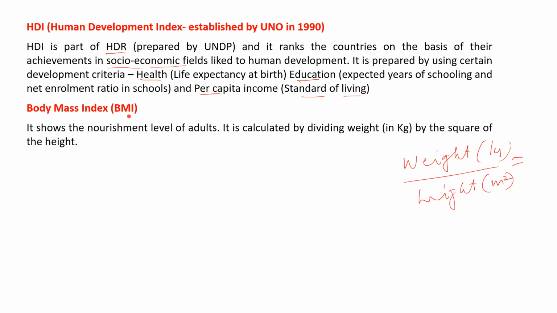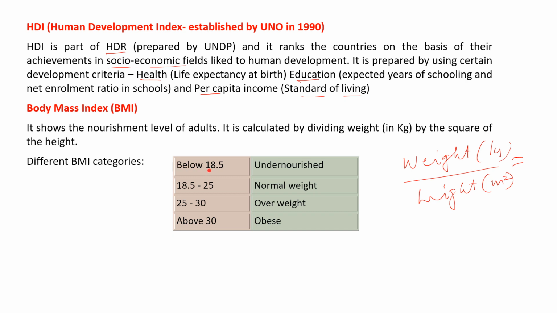Body mass index has categories. So let us see which are the categories. If it is below 18.5, then the person is undernourished. 18.5 to 25 is normal weight, 25 to 30 is overweight, and if it is above 30, then the person is suffering from obesity. So in this part we have studied development, its meaning, its features, two types of reports, HDI and body mass index.